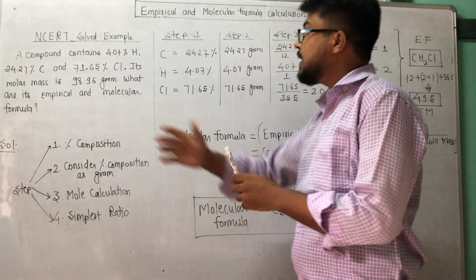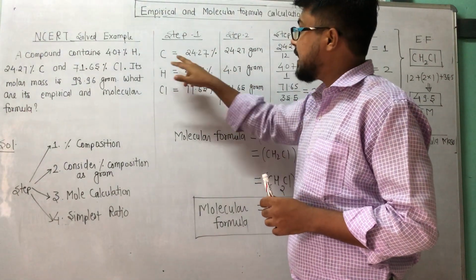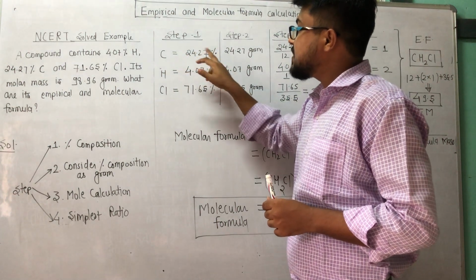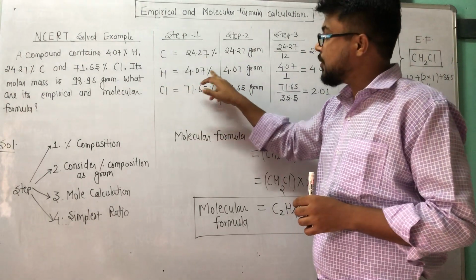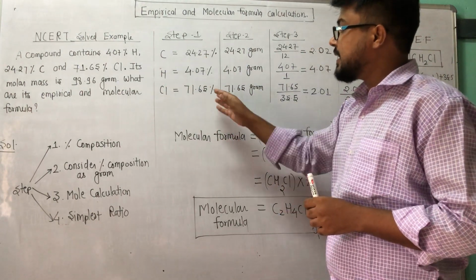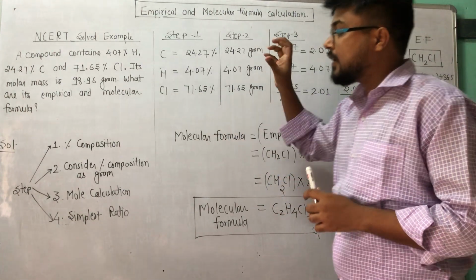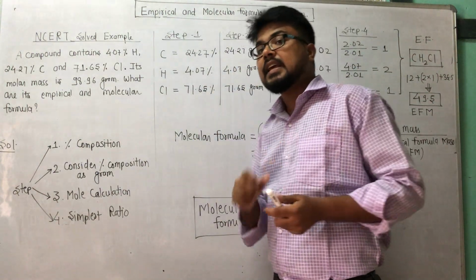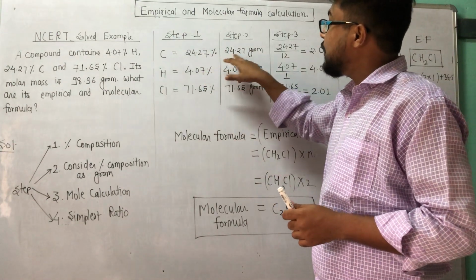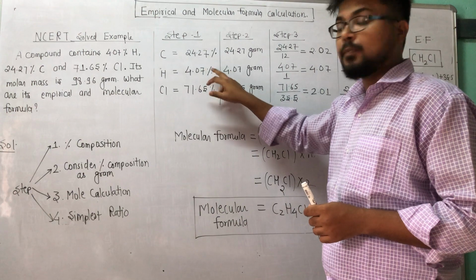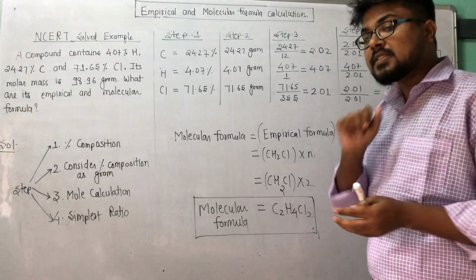So see one by one. Step 1, here are three elements: carbon, hydrogen and chlorine. For carbon the percentage composition is 24.27%. For hydrogen it is 4.07%, and for chlorine it is 71.65%. So what is our next step? Step 2, I will consider this percentage composition as given mass, as gram. So it is 24.27 gram, the same value, 4.07 gram, and next 71.65 gram for chlorine. So our two steps are clear.